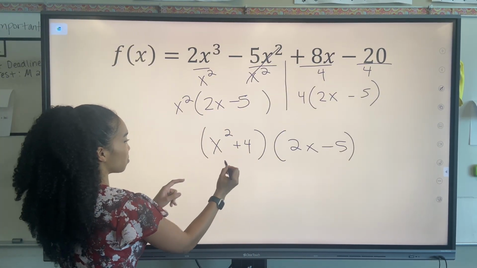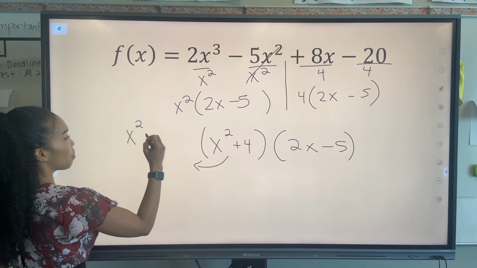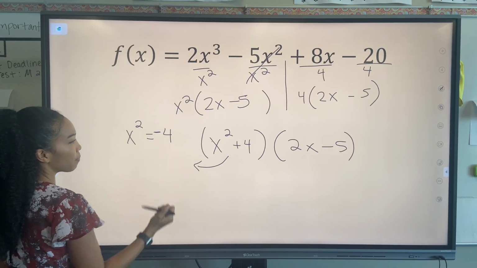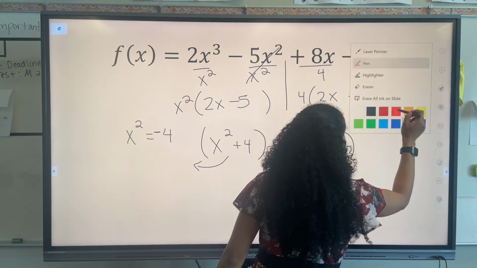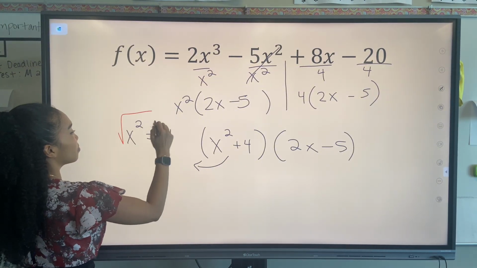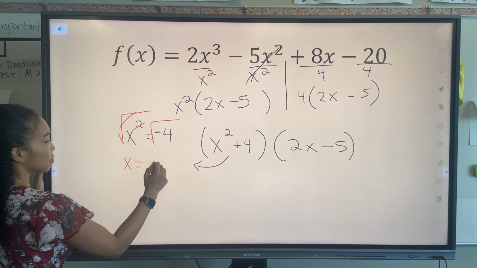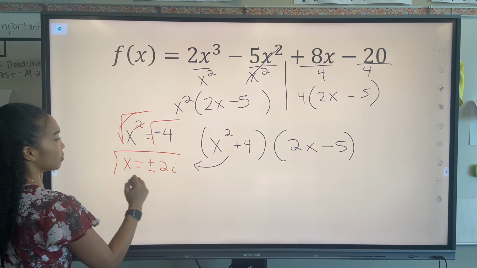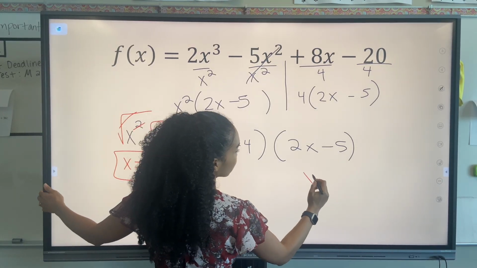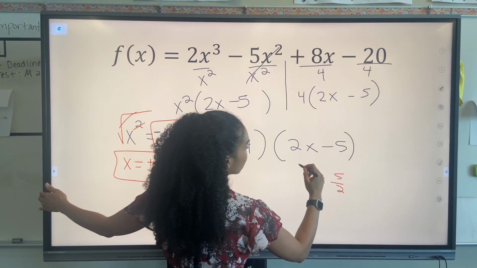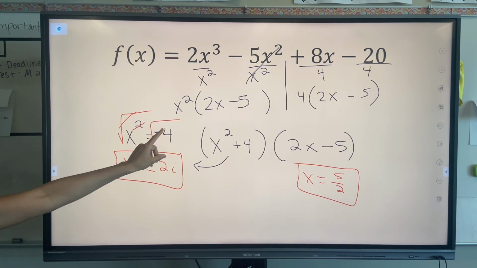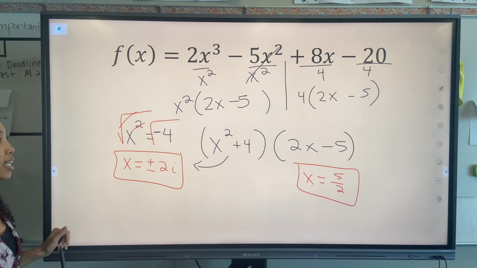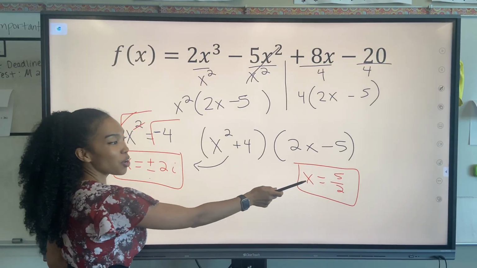Now you gotta solve this one. Move the positive 4 to the other side, it becomes a negative 4. All right, class, are y'all okay with this? Yes. Okay, all right, now you have the zeros.